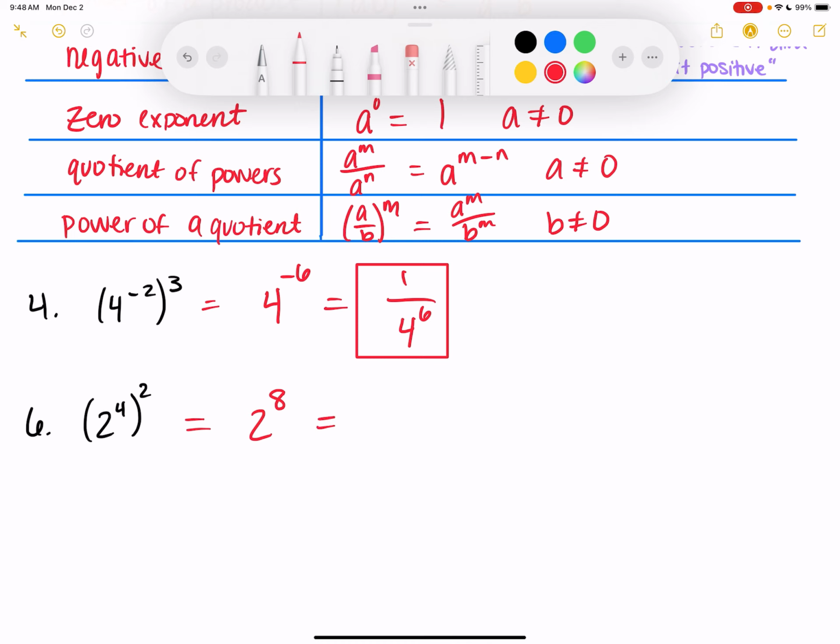It's 2 times 2 times 2 times 2 times 2 times 2 times 2 times 2. 64, 128, 256. 2 to the 8th is 256.